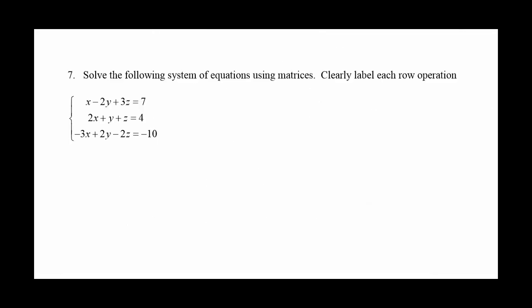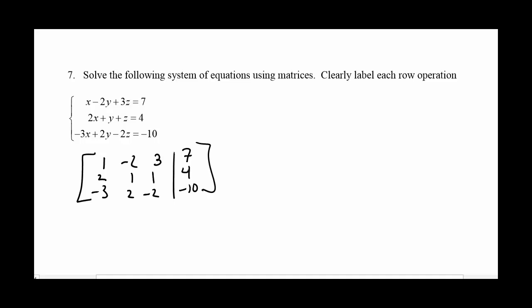So on the test, one of the skills that I want to see is that you can actually solve a matrix using row ops. It's a long process. It is not an easy one, and there's a lot of places where you can make silly mistakes. So just go slow and steady and just be very conscious of your work. First step is to write an augmented matrix. So 1, negative 2, 3, and 7, 2, 1, 1, and 4, negative 3, 2, and negative 2, and negative 10.